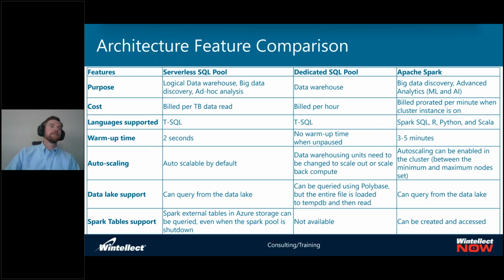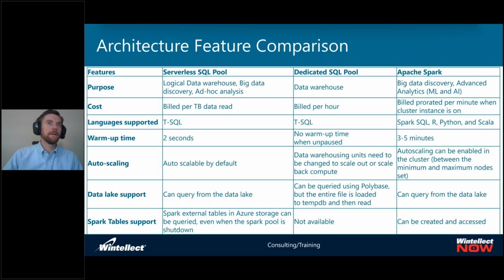All right, here's a table I put together with a feature comparison between the options here. So we talked about each of these different pools. With the serverless pool, again, it's good for logical data warehousing, big data discovery, ad hoc analysis. Dedicated SQL pool is more for your traditional data warehousing. Apache Spark, also good for data discovery. If you're familiar with Python or Scala, it's a good choice. Also, you have those connectors into some of the AI and ML capabilities of Azure.